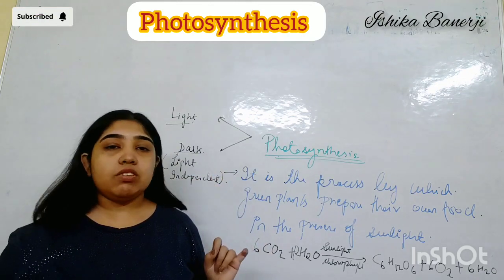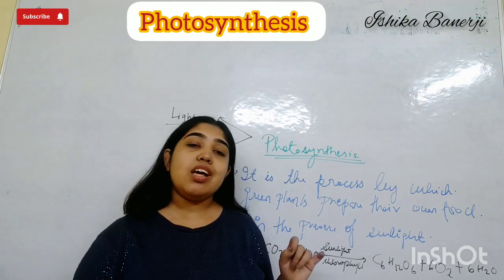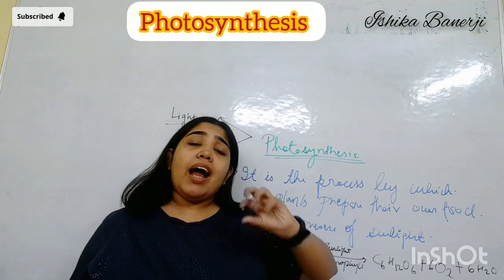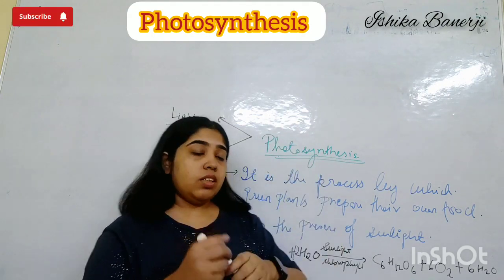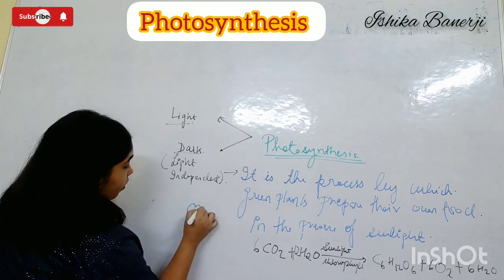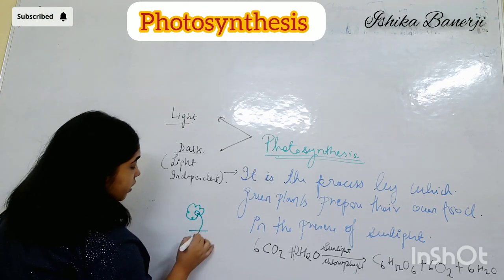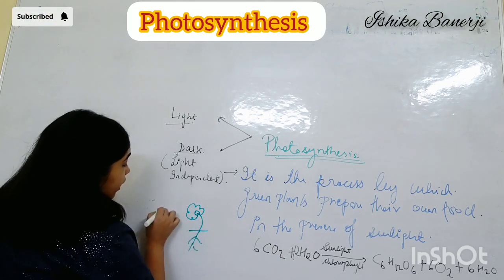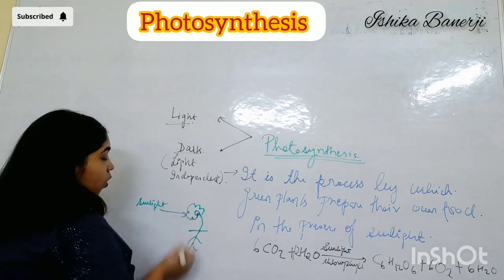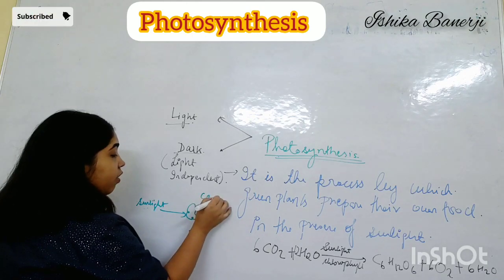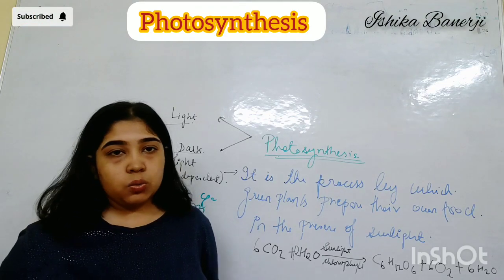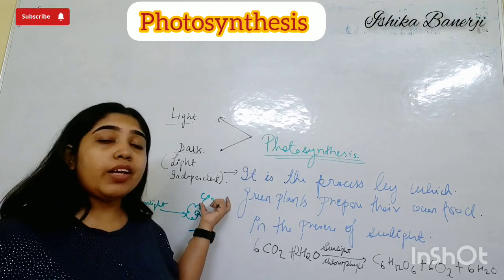So what happens in photosynthesis? Understand, students. Suppose we have got a plant. This is your plant. What happens is, this plant will take in the sunlight, and we know that it will have the CO2 also. Clear? How are they getting the CO2?